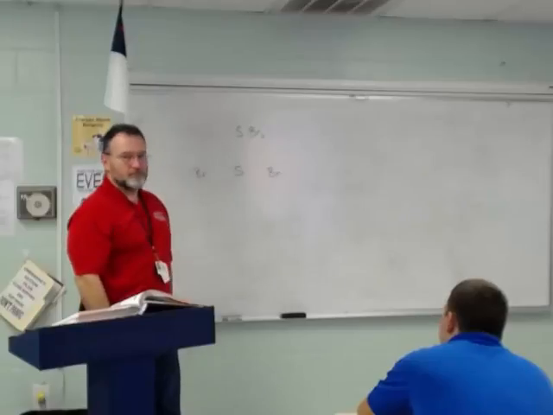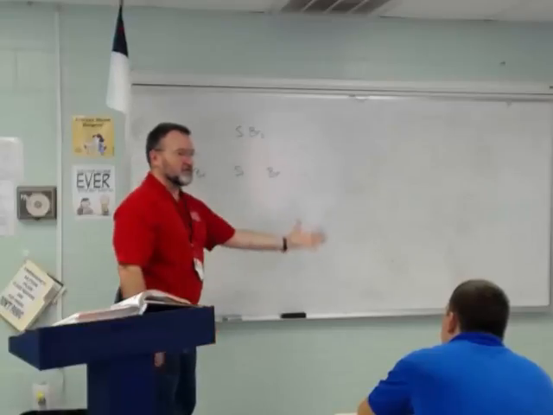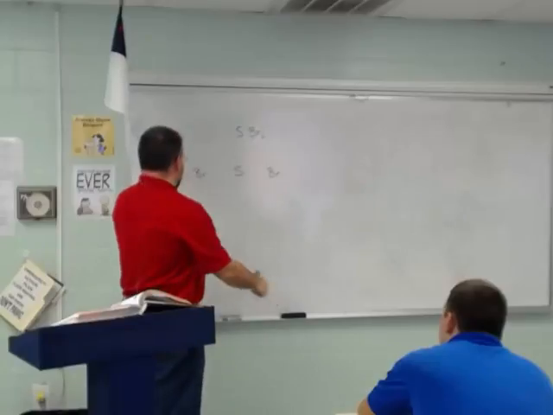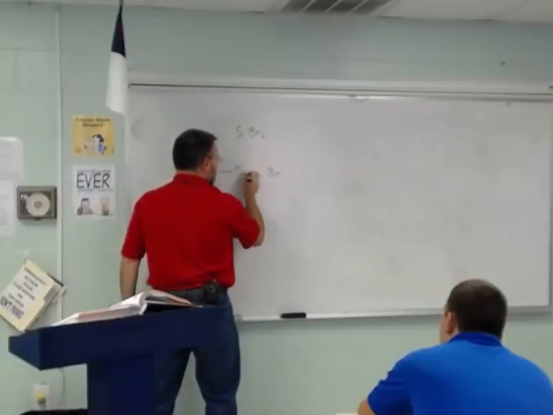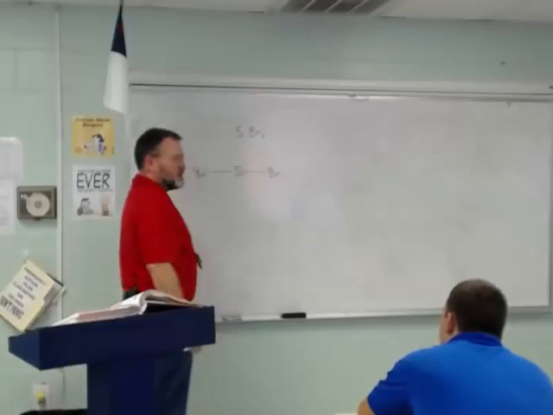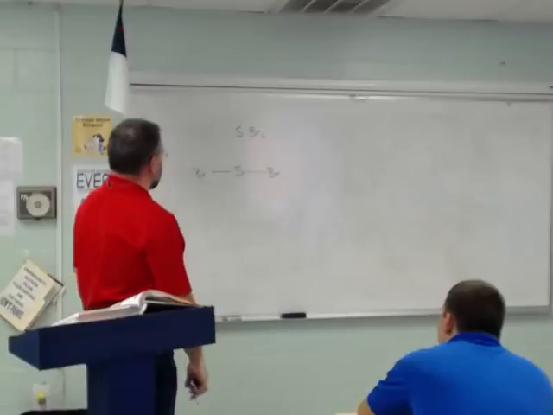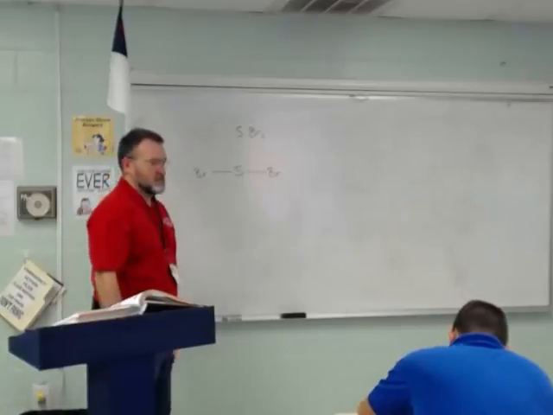Okay? So bromines each have 7, looking for 1. Sulfur has 6, looking for 2. You gain 1 for every bond you make. So they want to make 1 bond. There's 1. They want to make 1 bond. There's 1. They want to make 2 bonds. We have them. So there it is. Sulfur dibromide. So that's the 2-dimensional Lewis structure.